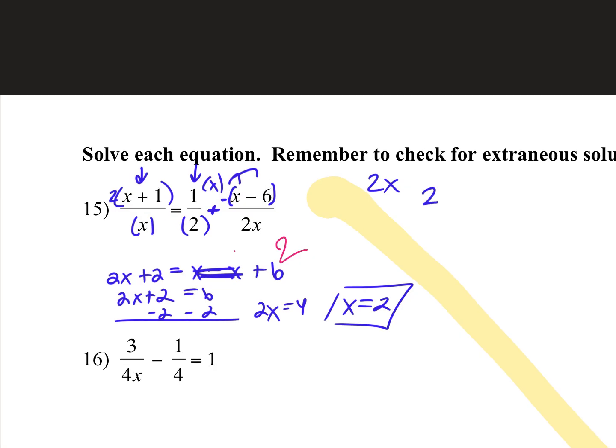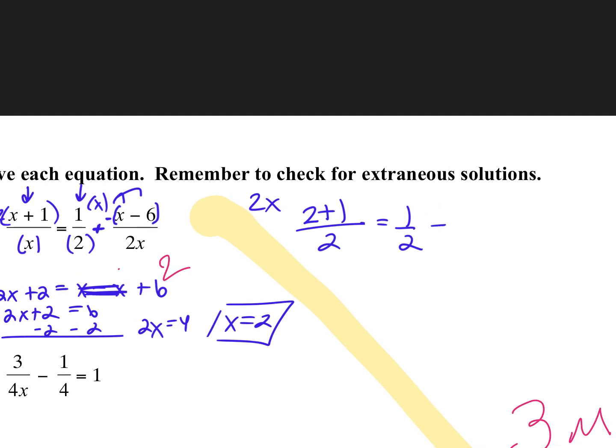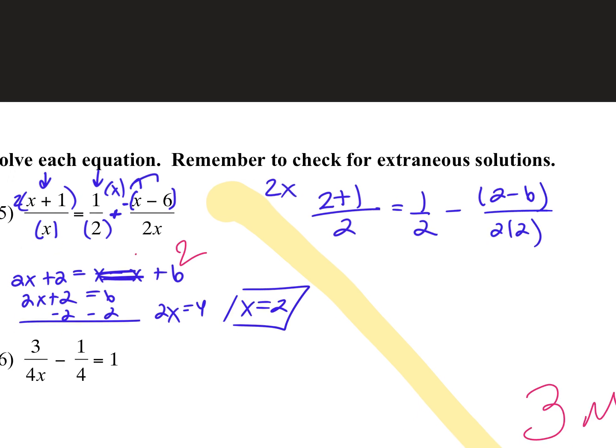You would say, okay, 2 plus 1 over 2 equals 1 over 2 minus 2 minus 6 over 2 times 2. All I did was plug 2 in for all of the x's. So let's simplify a little bit. What is 2 plus 1? So 3 over 2 equals 1 over 2 minus, well, first we got to say, what's 2 minus 6? Negative 4 over 4.